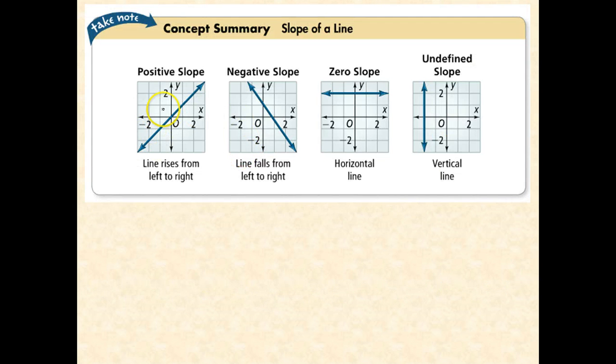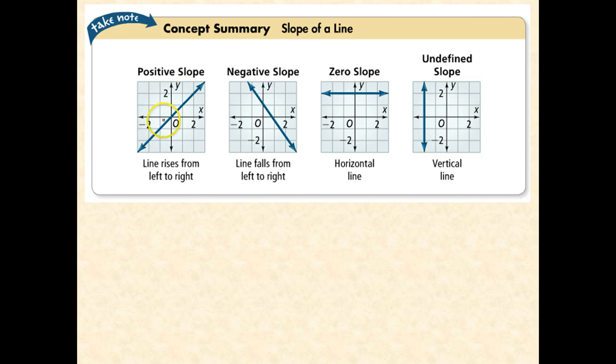So in summary, a positive slope, and I'll show you how I remember that. A positive slope goes up to the right, a negative slope goes down to the right. A zero slope is flat, an undefined slope is vertical. Here's how I remember it.